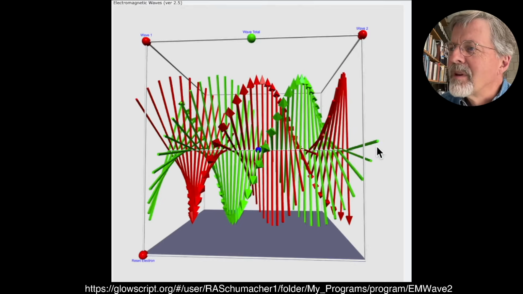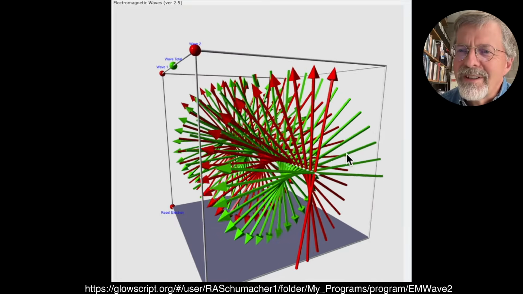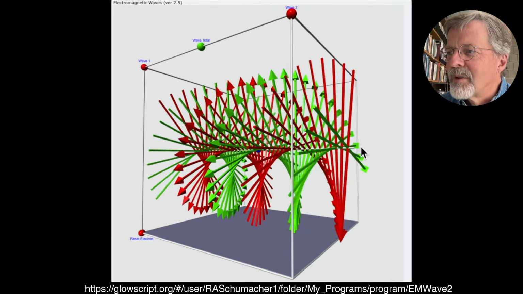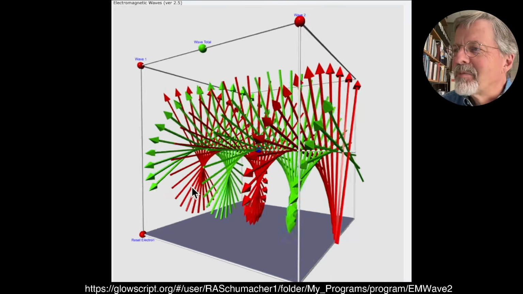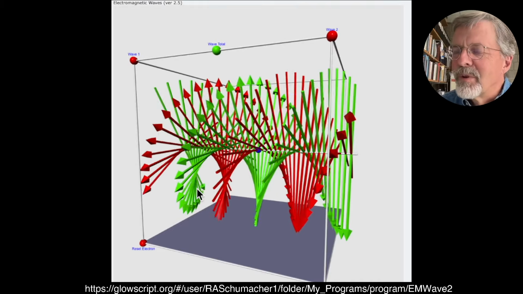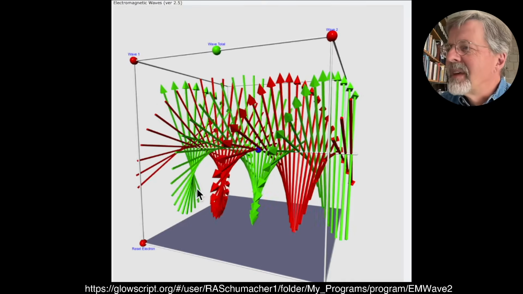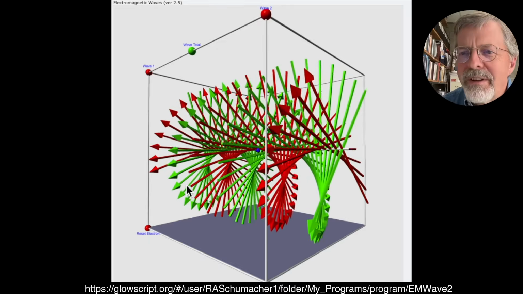Just to recap, we have two underlying linearly polarized waves that are 90 degrees out of step with each other, both spatially and temporally, and that sums up to this beautiful circular polarized wave. So that's really the main thing that I wanted to show you here.